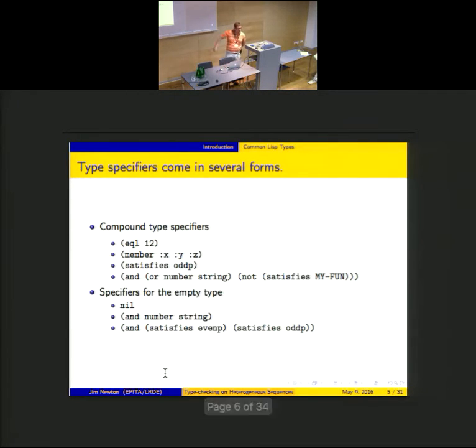There's no guarantee that that is a non-empty set, obviously. It might be empty. There are several ways to describe empty types. The nil symbol represents the empty type. You might talk about the type of all objects which are both a number and a string, which of course no such object exists. Or the set of objects which satisfy both evenp and oddp, which of course is again the empty set.